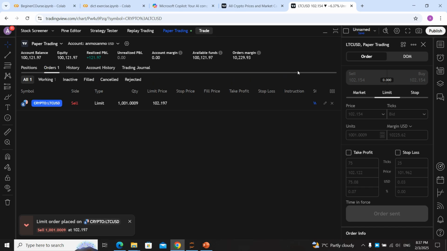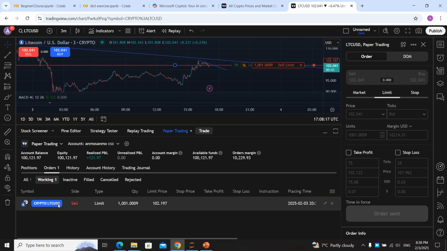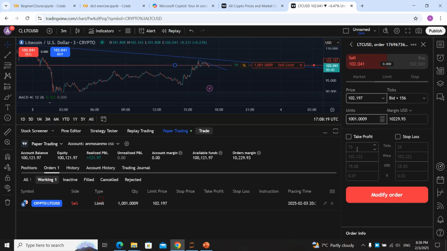Orders. We have our order that is created with 1,000. Let me see if I can reduce it in size. Okay, I'll reduce it. It's our order. I need to make it topper. Let's see if we can modify the order. Okay, we buy here. Let's say we stop loss at here.